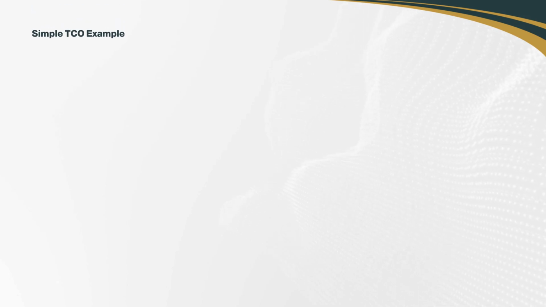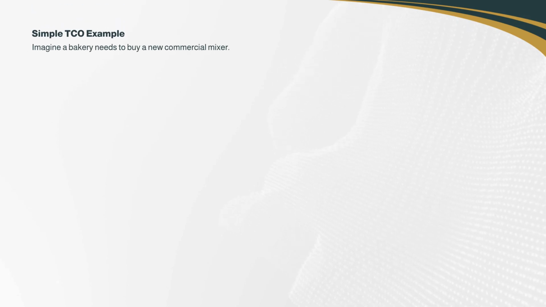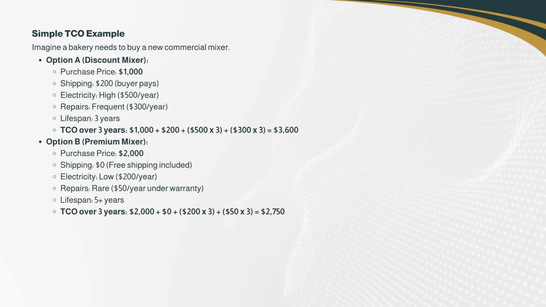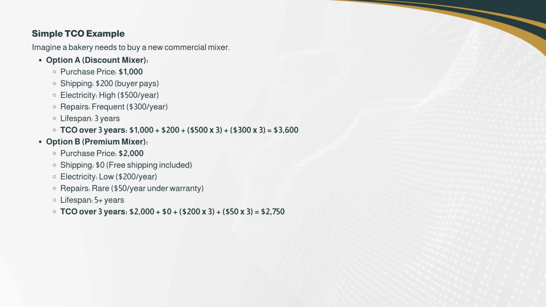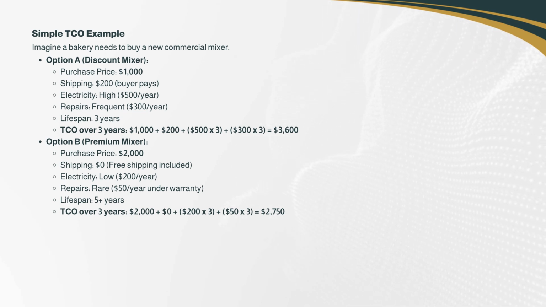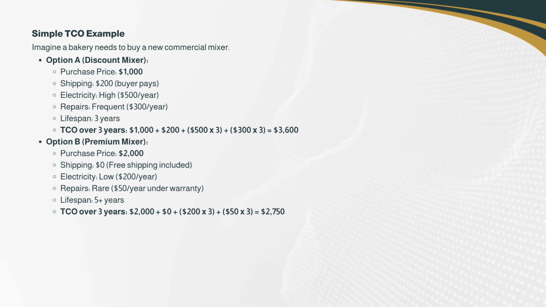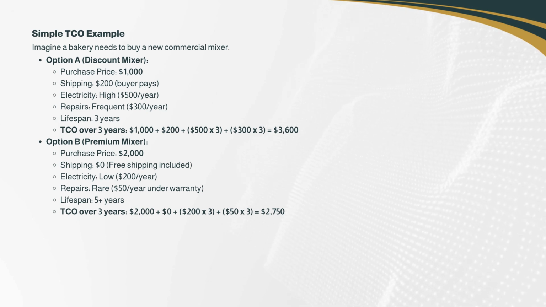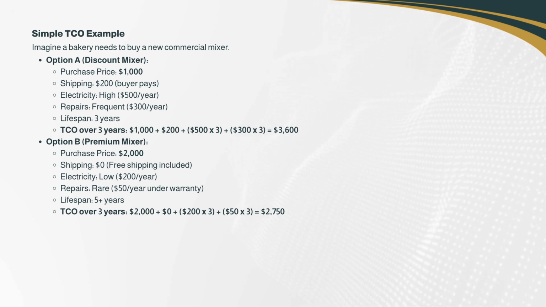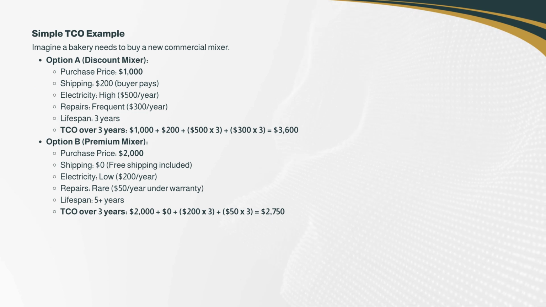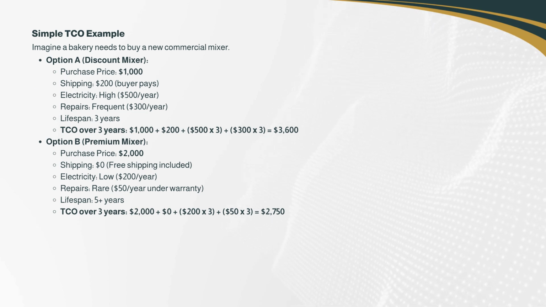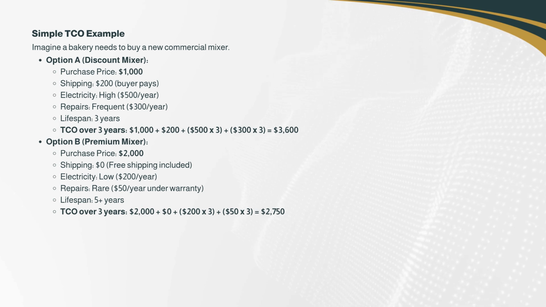Simple TCO example. Imagine a bakery needs to buy a new commercial mixer. Option A, discount mixer, purchase price, $1,000. Shipping, $200, buyer pays. Electricity, high, $500 per year. Repairs, frequent, $300 per year. Lifespan, 3 years. TCO over 3 years, $1,000 plus $200 plus $500 times 3 plus $300 times 3 equals $3,600.